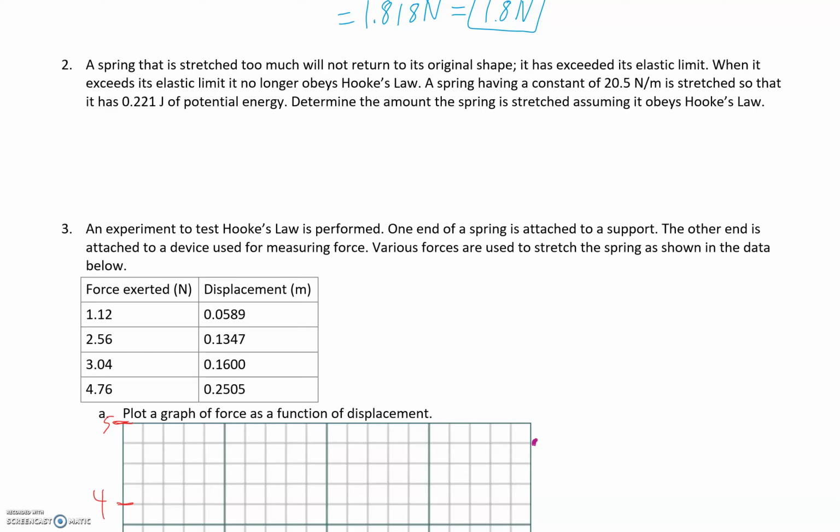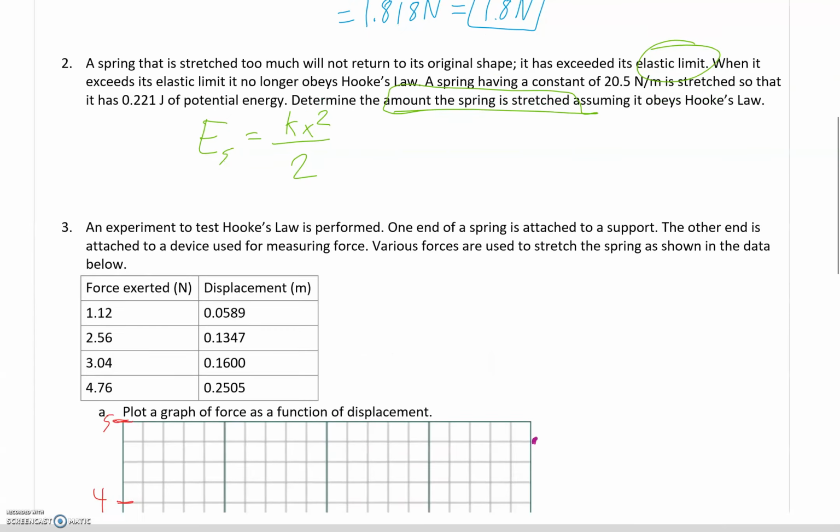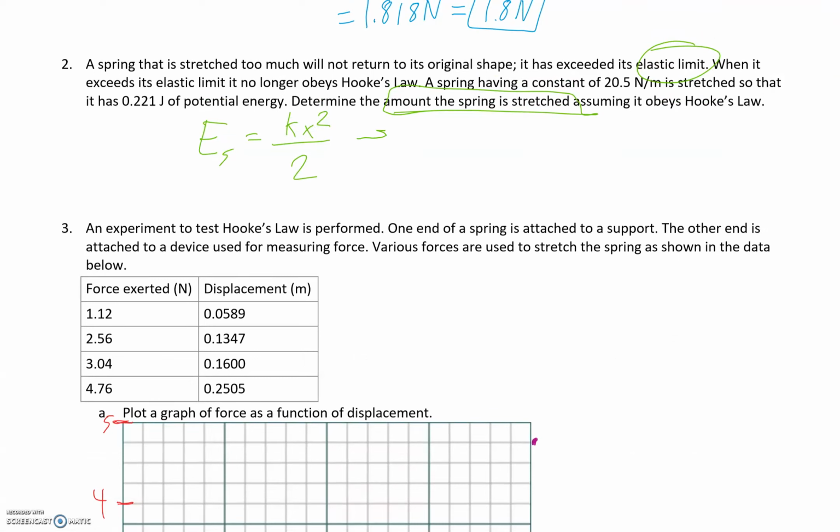A spring having a constant of 20.5 newtons per meter is stretched so that it has 0.221 joules of potential energy. Determine the amount that it is stretched, assuming it obeys Hooke's law. If it does not, then it would not be this value, in which case it would have exceeded the elastic limit. But generally speaking, we can say that the spring energy is kx squared over 2. And what are we looking for? The amount that it has stretched, which is the x value. So we're going to change this formula around.